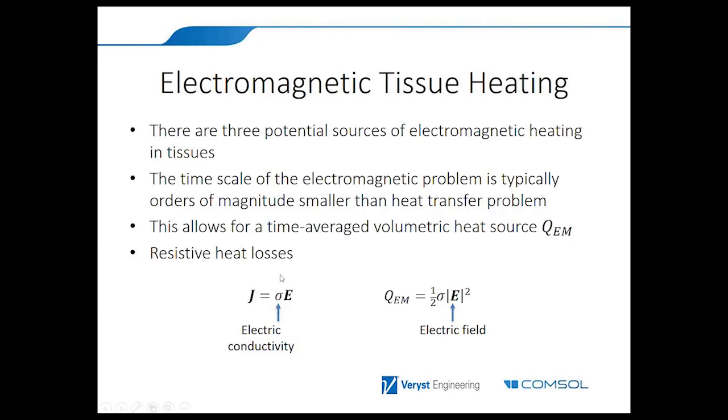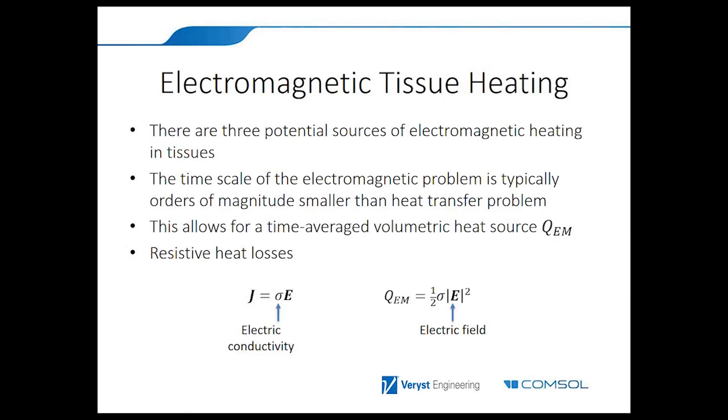So I'll go now over the three sources of heat loss. The resistive heat loss: basically if you have an electric field and the material has a certain conductivity, a current is generated, and the heat resulting from this is the expression you see here on the right.